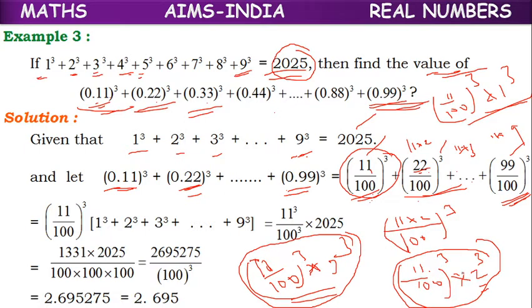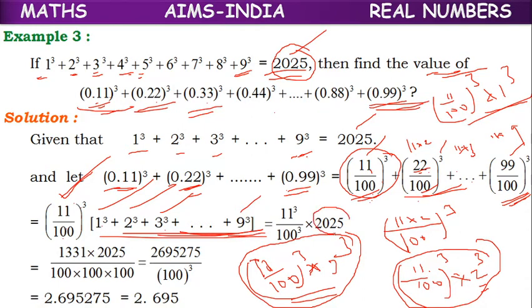So in all the terms 11 by 100 whole cube is common. If we take 11 by 100 whole cube common, in the first one 1 cube remains, second one 2 cube, third one 3 cube, last one 9 cube. But what is the sum of all these cubes? Already in the question they have given 2025. So in that place we can keep 2025. 11 cube means what is the value? 11 into 11 into 11. 11 times 11 is 121, and 121 times 11 is 1331.